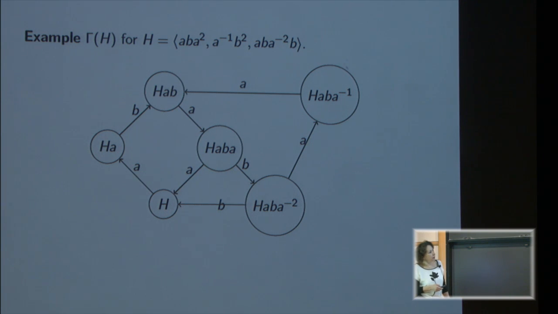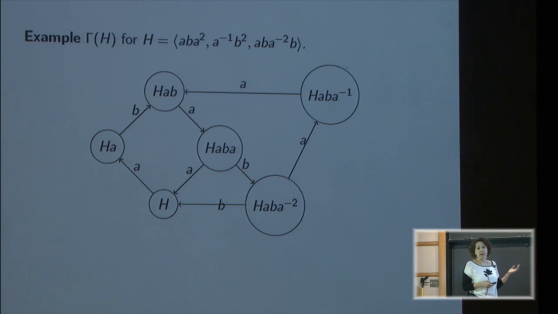What we see here: we have A, B, A squared, and then A inverse B squared, and then A, B, A inverse, B. And you can see that we can read every word in the group H.